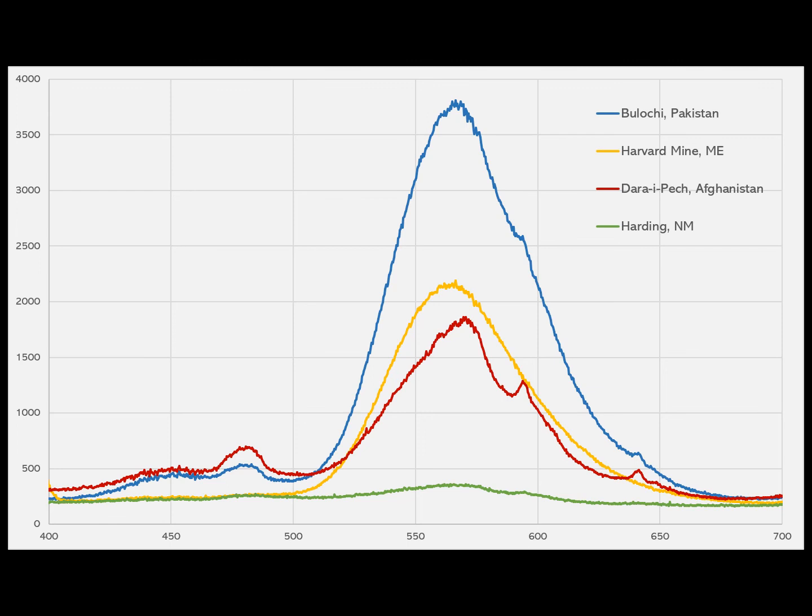Here is my works cited, including all of the pieces of literature that I used to compare my spectra to.